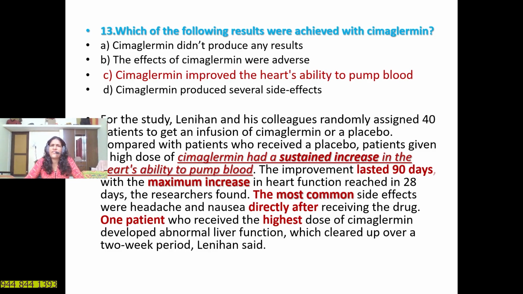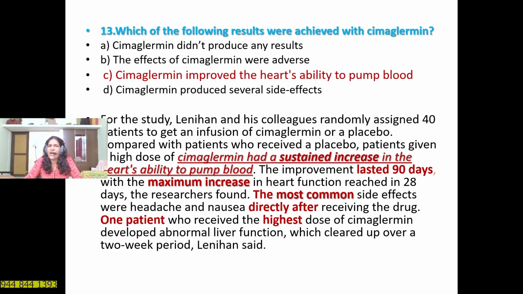And the most side effects were so and so. Now what is the question here? Which of the following results were achieved? Option C: Semaglutide did not produce any results. No, it did produce. It had a sustained increase. So option A is wrong. The effects of semaglutide adverse. No, it is not adverse. The most common side effects were headache. There were no adverse effects, but there were side effects, yes, because any drug will have side effects.